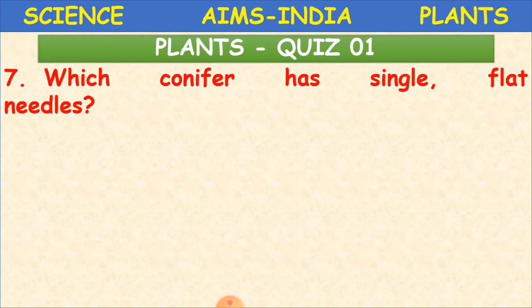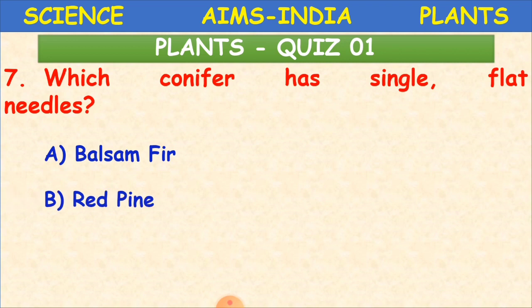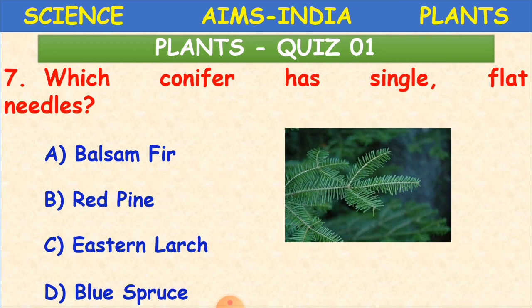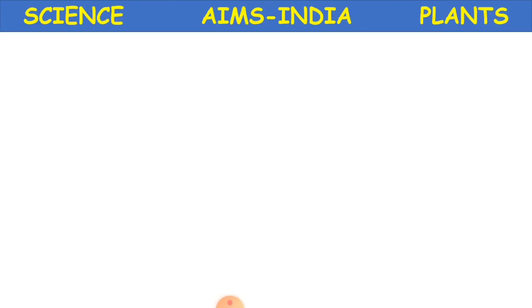which conifer has single flat needles? Options are A, balsam fir, red pine, eastern larch and blue spruce. I'll give you the answer here because it is balsam fir. This balsam fir tree looks like this in the picture. This tree has single flat needles. Clear? The next question.